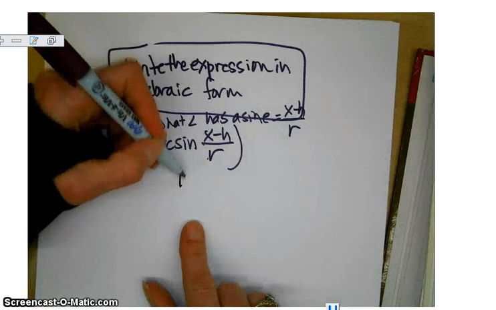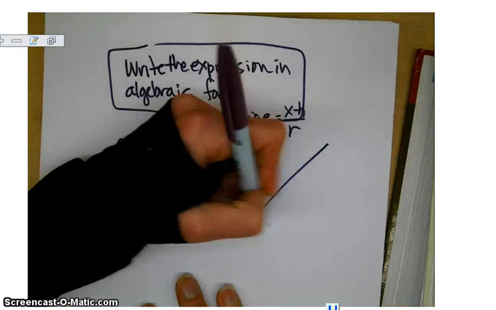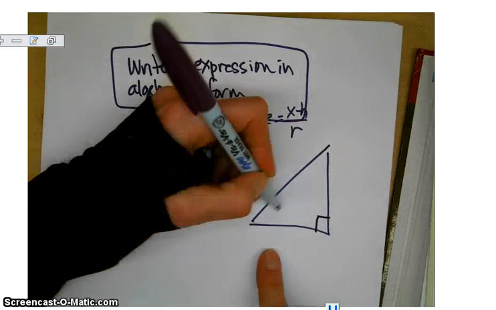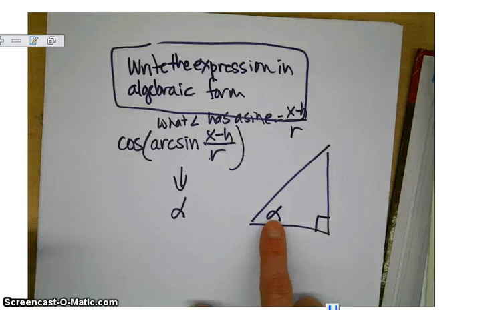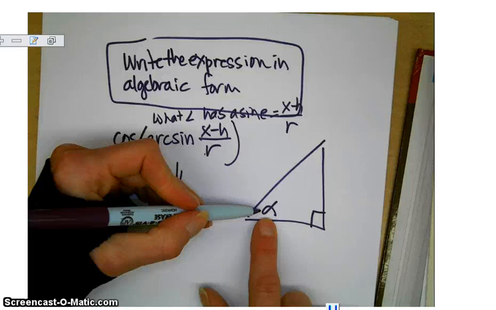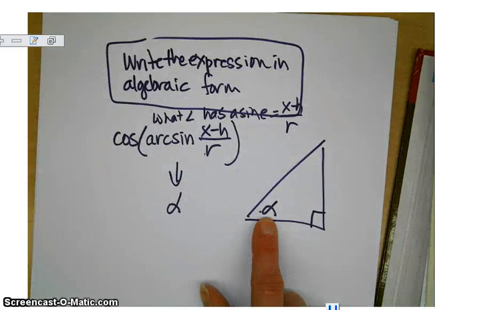This is going to be answered with angle alpha, or whatever you want to name it. So I'm going to make myself a right triangle. And this time it's nice because it can be wherever I want it to be. So there's my angle. I want this angle to have a sine of x minus h over r. So which side related to this angle needs to be x minus h? Opposite. Isn't sine opposite over hypotenuse?